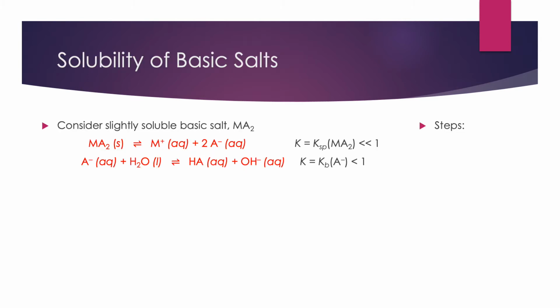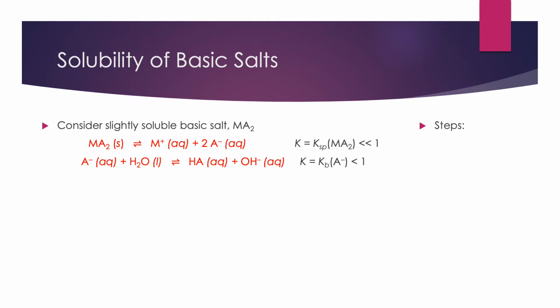Now let's look at a basic salt. Remember, this is a salt where the anion of the salt, in this case A, is the conjugate base of a weak acid. So when the salt MA2 dissolves in water, it's going to form an M plus ion and two A minus ions. Actually, it would be an M2 plus ion. Sorry about the typo.